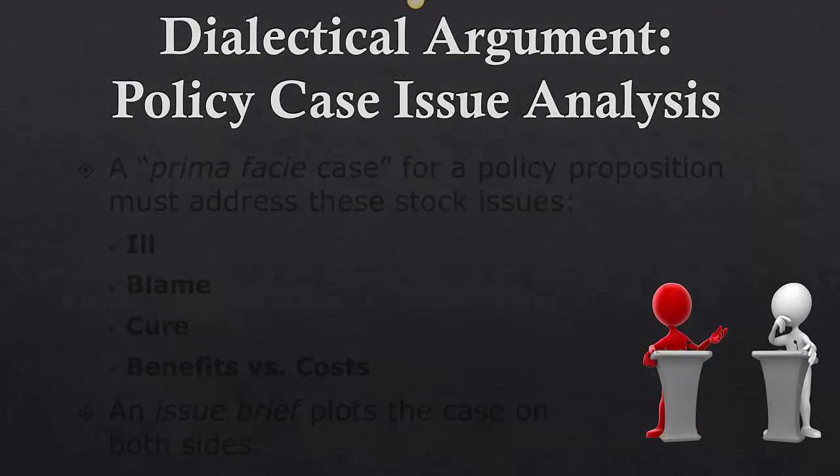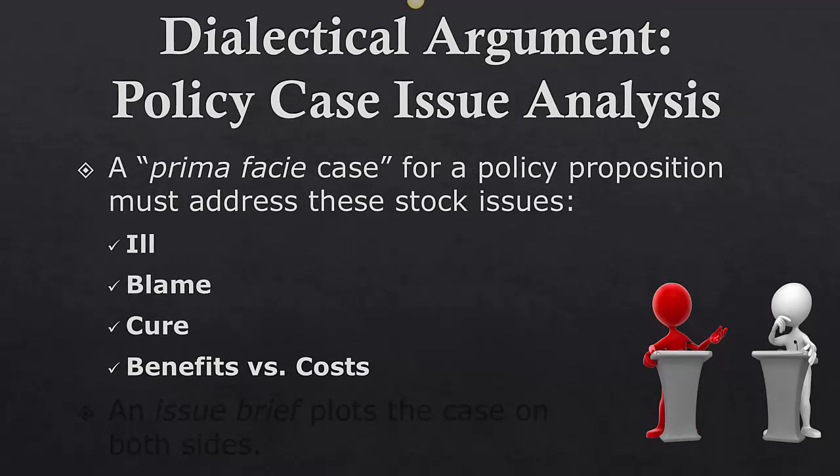All right, so in order to sum up what we've done in this lesson, we've looked at the need for a prima facie case for a policy proposition to address these stock issues: ill, blame, cure, and benefits versus costs. So if an advocate for change is going to fulfill their burden of proof and overcome presumption, they need to provide on the face of the case, that rhymes, they need to provide right up front that they have good and sufficient reasons for change in all four of these areas.